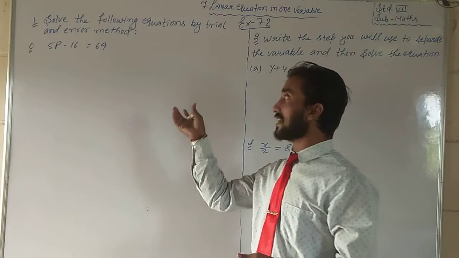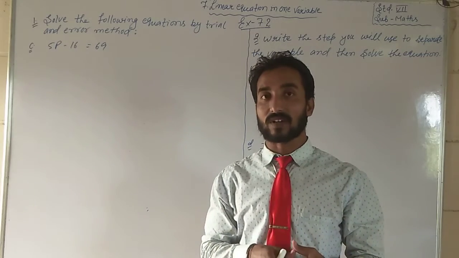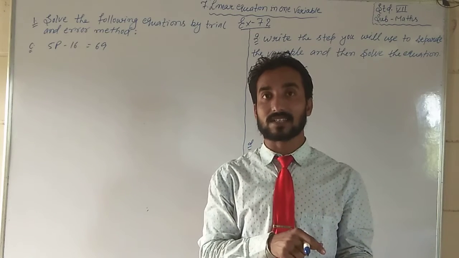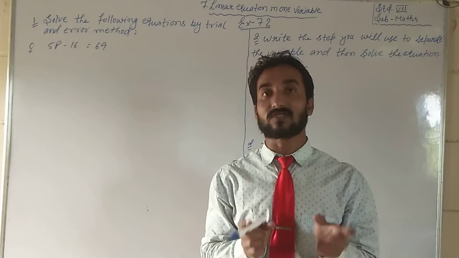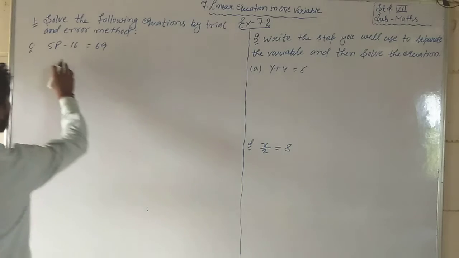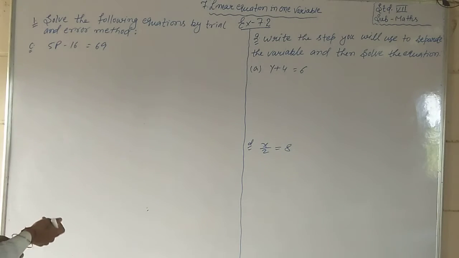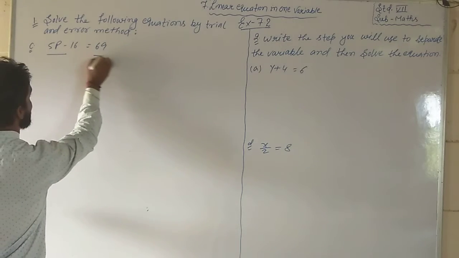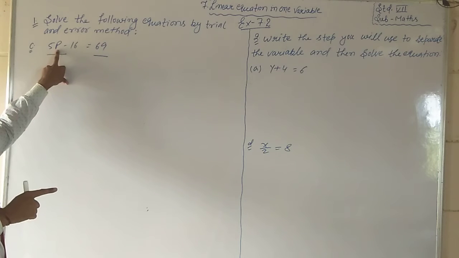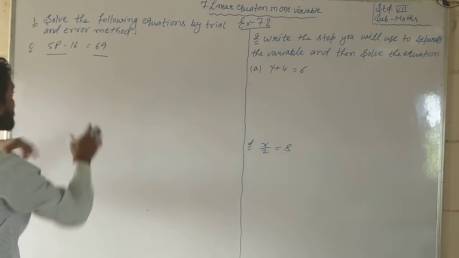Simple. We will see the equation, and as per that equation, the numerical values and variables. We will put any numerical value instead of the variable, and we will check whether this equation is satisfied or not. So see students, let's proceed. The equation is 4p minus 16 is equal to 69. It means this term is equal to this term. We have to prove it, but we don't know which number will replace the variable so that this equation will be satisfied. So let's see.